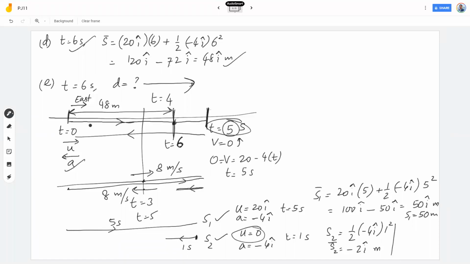But that is vector, no? S2 bar equal to minus 2 I cap meters is a vector. What is the distance traveled there? 2 meters only, you say. Okay, so in 5 seconds, it moves 50 meters, and in the next 1 second, it moves 2 meters. So what is the answer for this question? D equal to magnitudes. 50 plus 2, 52 meters is the answer.